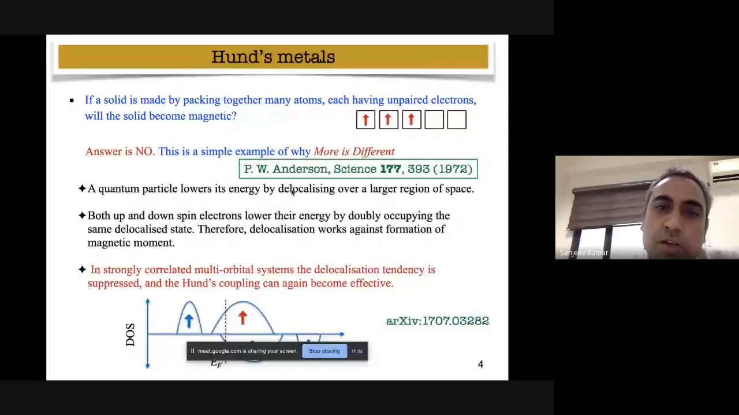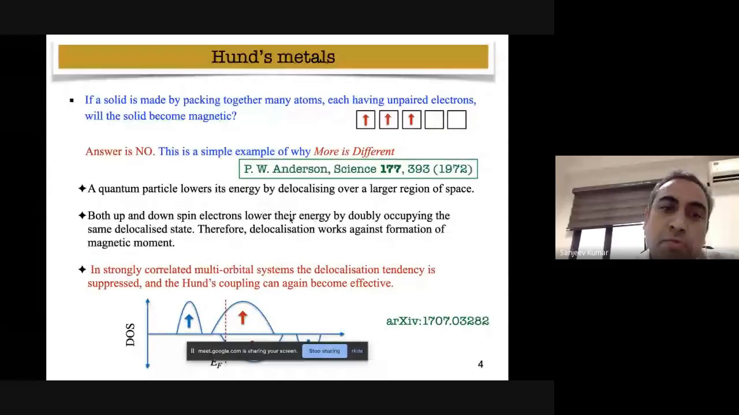So essentially what is happening is that when you make a solid out of these atoms, these d shell electrons, outermost electrons, have the possibility of delocalizing over the entire space. When these electrons are delocalizing over the entire space, both up and down electrons would want to take advantage of that delocalization, and therefore there will be no preference for a direction for the electrons. So up and down electrons will both try to delocalize equally, and hence the magnetic moment formation will be suppressed. So you will not see a magnetic moment in such a solid.